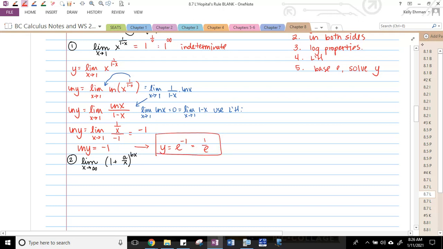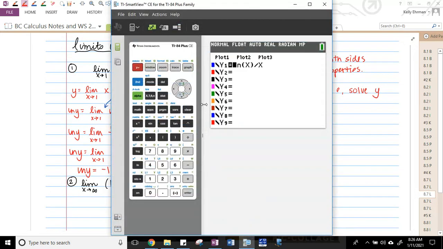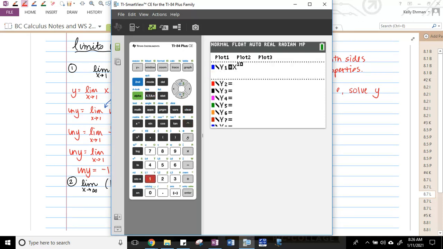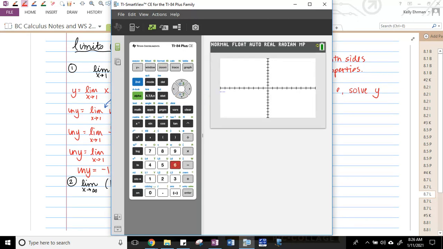You can double check your work on this too, especially for homework. So you can type in y equals, let me just do it. You can type in x to the 1 over 1 minus x. And then once you get your answer, I would type that in, like e to the negative 1.